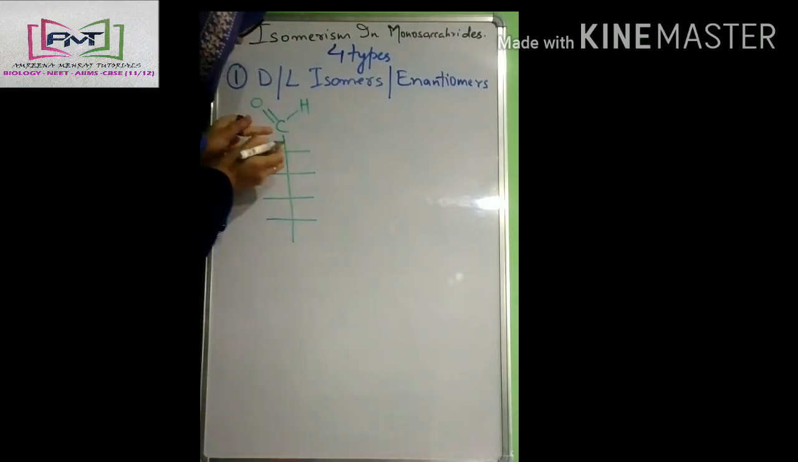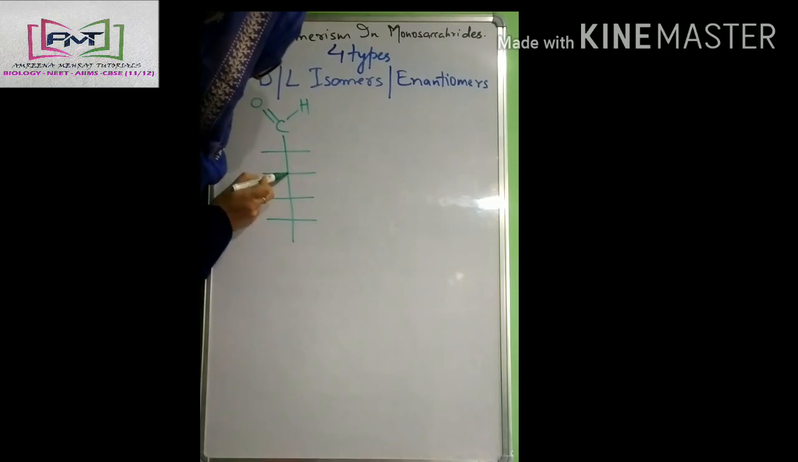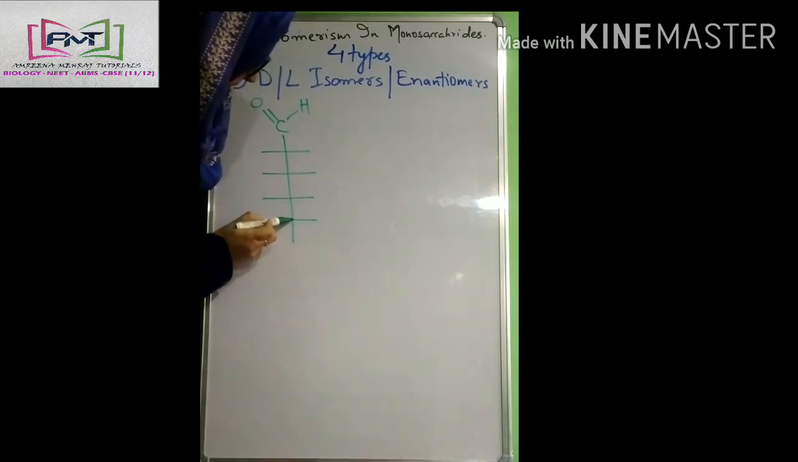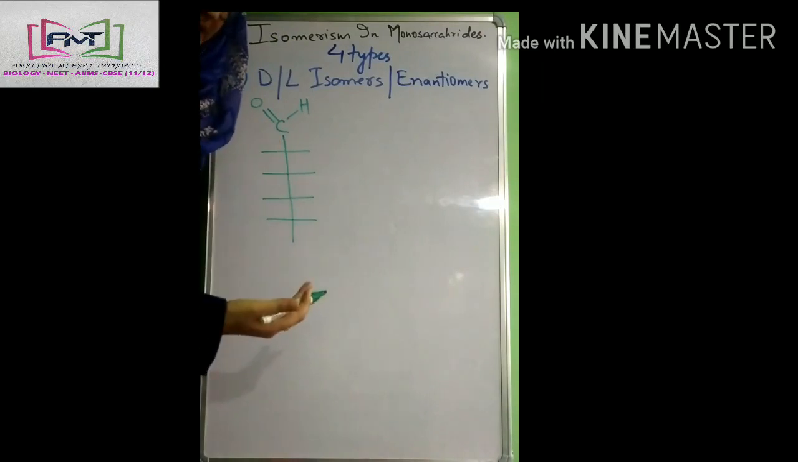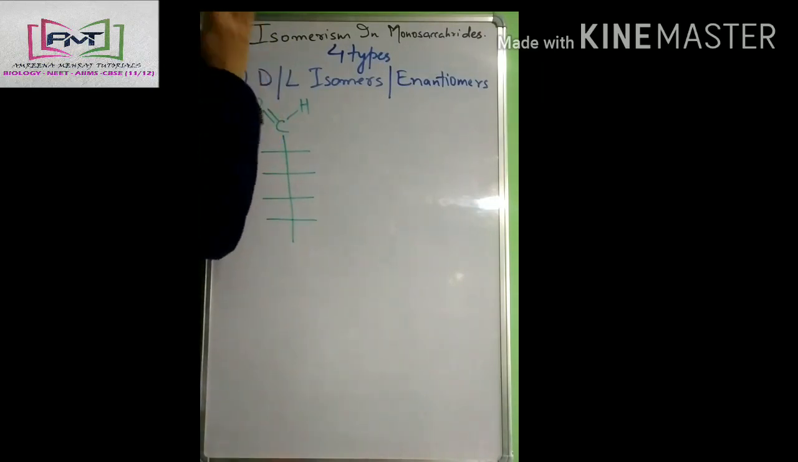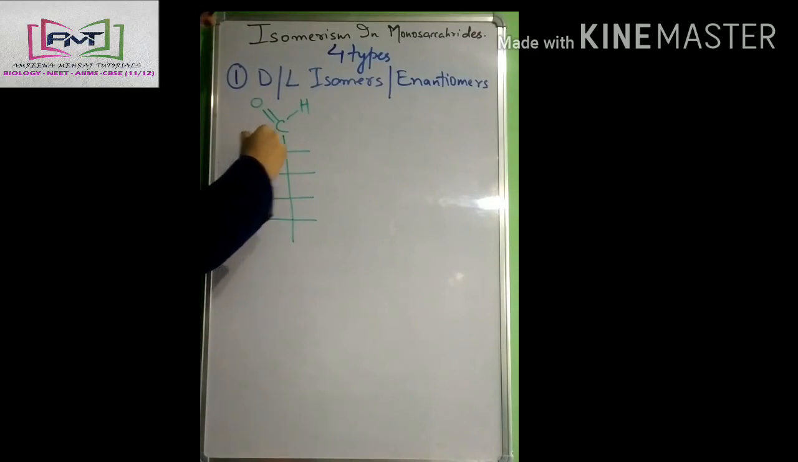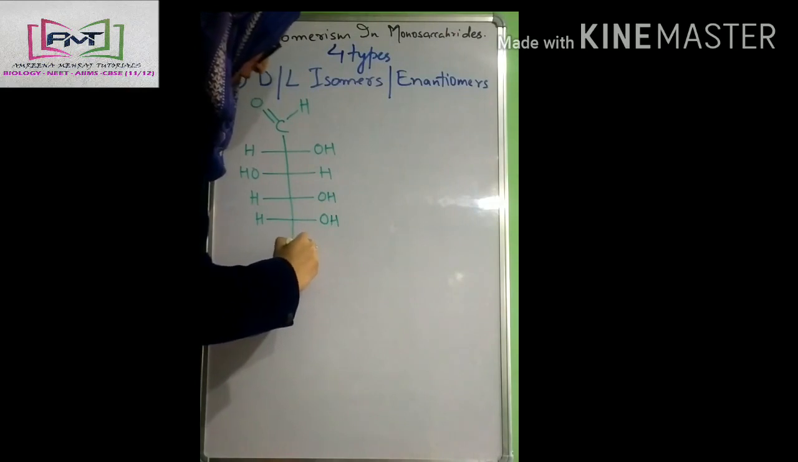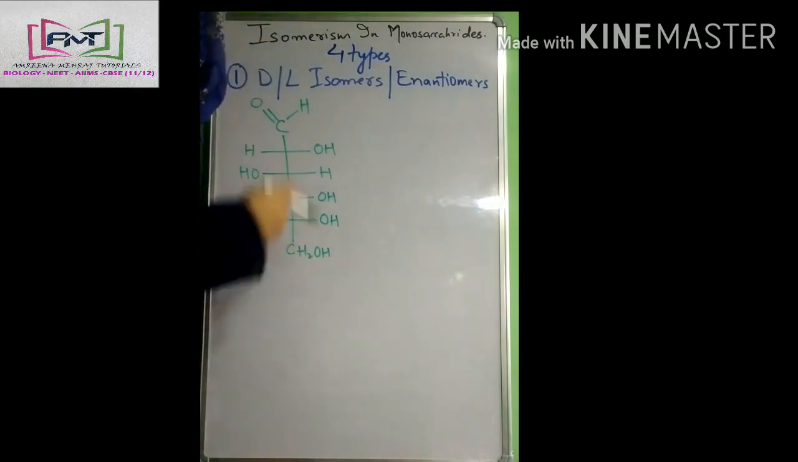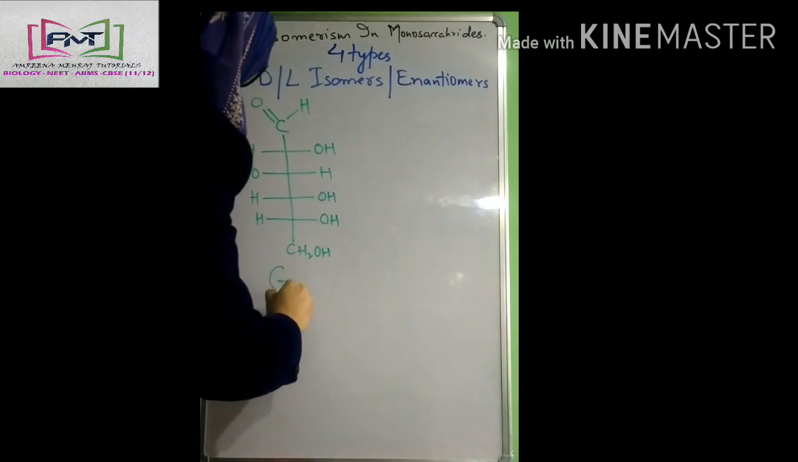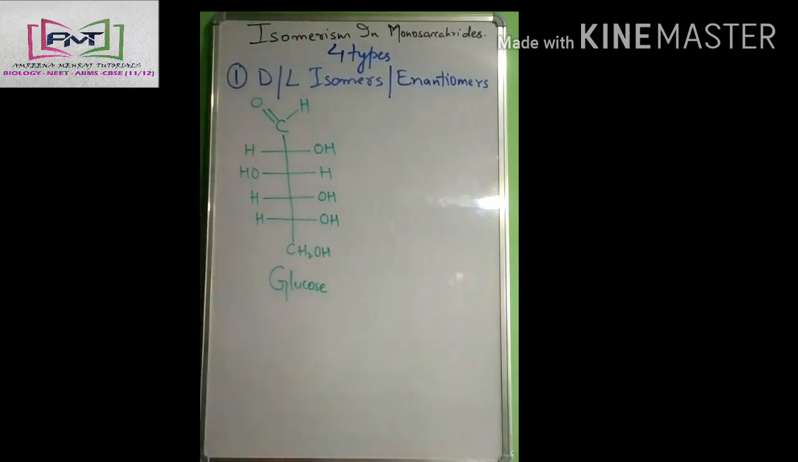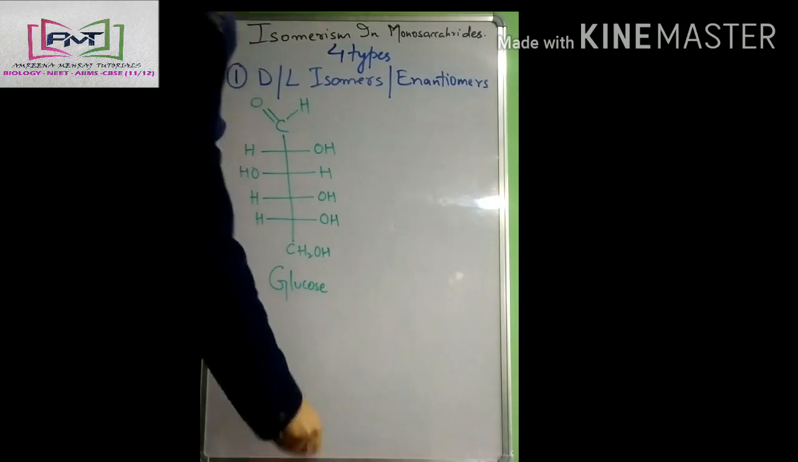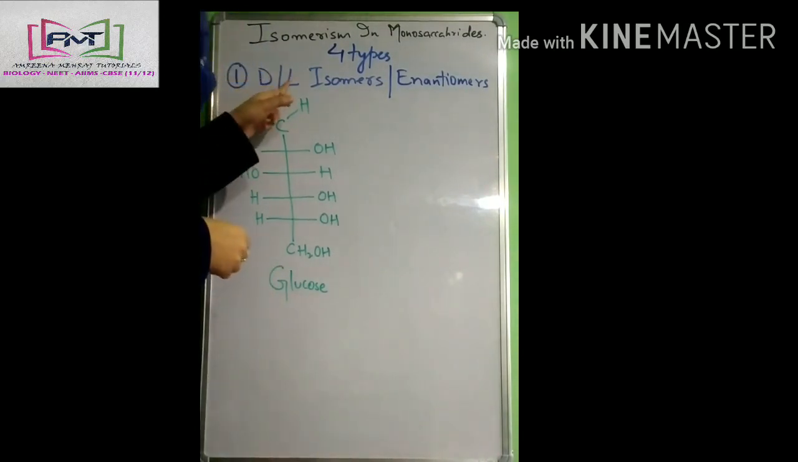And each intersection point, look at this intersection point, this intersection point, this intersection point, this intersection point. They represent carbon atoms, okay? Now I will be showing like this. I'll go like this: H, OH, OH, H, H, OH, H, OH, and then you have CH2OH. This is glucose, okay? That is known to us. Now let us see what type of glucose it is, whether it is D glucose or L glucose.